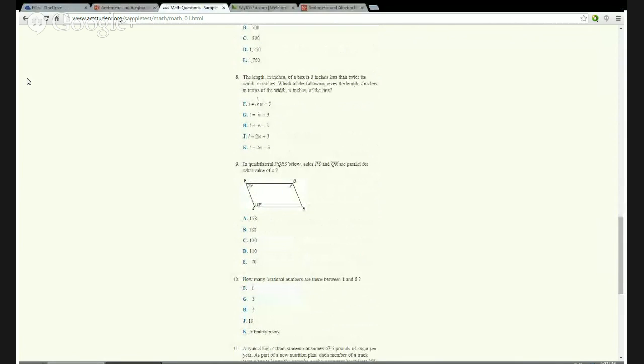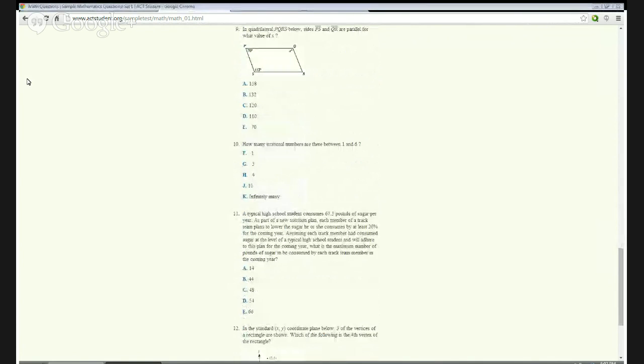So they tell us it's parallel, so we're going to treat them like two lines cut by a transversal, which would be PQ, cutting through there. They're on the same side, so there they add up to 180.